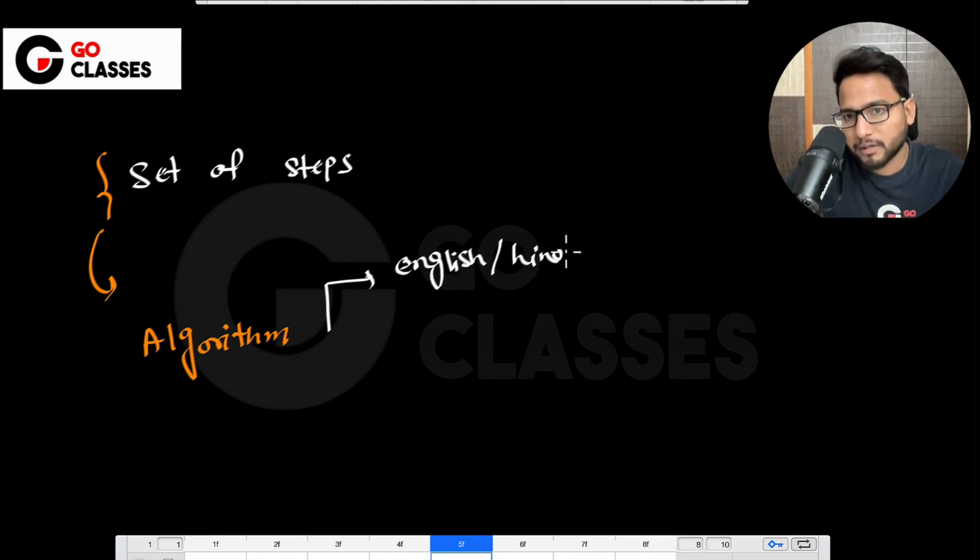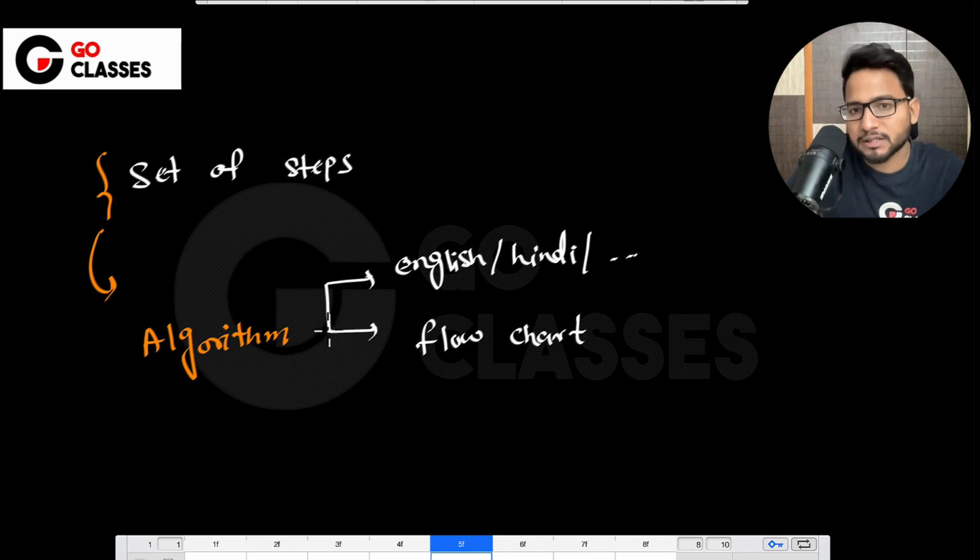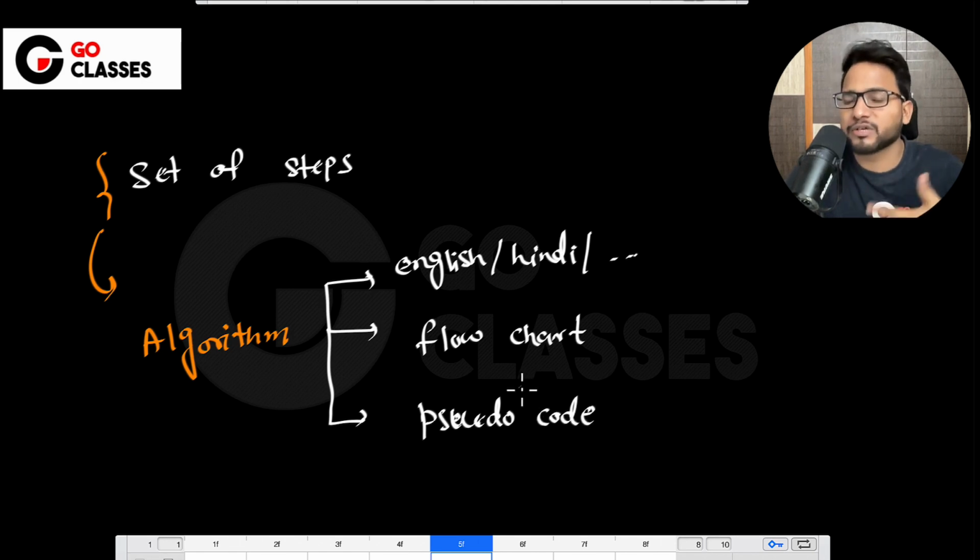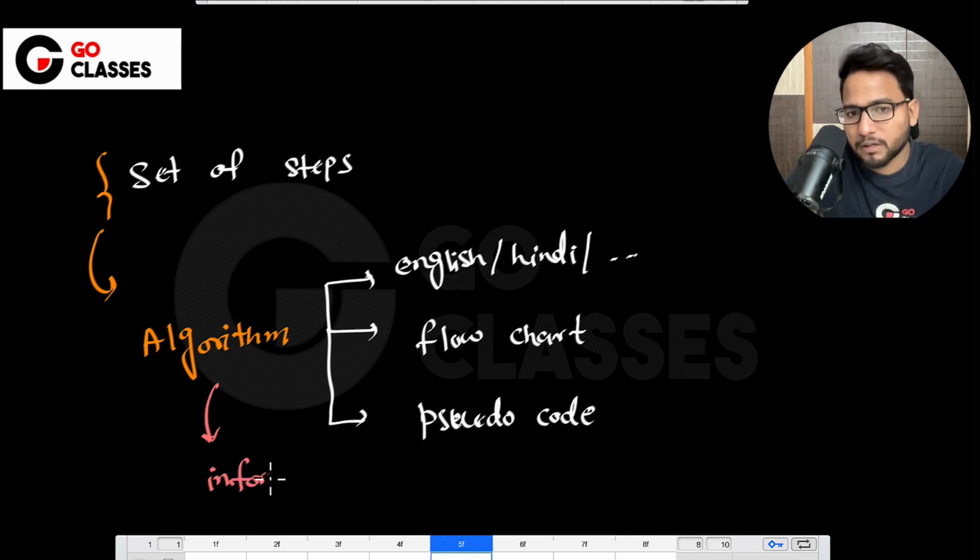or any other language that you prefer, or that could be in the terms of something called a flowchart, where I will say okay, do this, something like this. That could be in the pseudocode format. Pseudocode means the partial code which tells that you can convert that to a program. So in a sense I can say that it is some informal way of describing the steps.